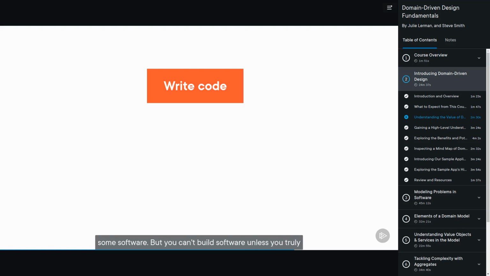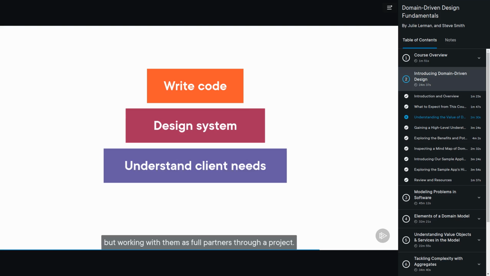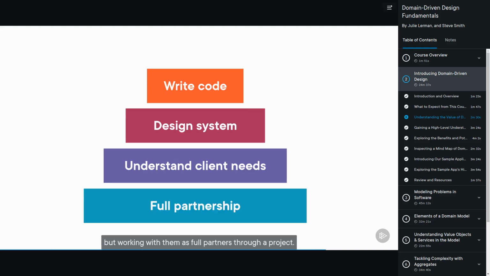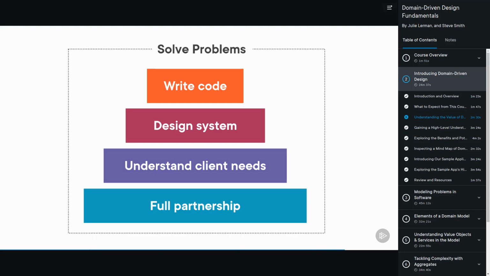But you can't build software unless you truly understand the client's needs. DDD places as much emphasis on not only comprehending what your client wants, but working with them as full partners through a project. The ultimate goal isn't to write code, not even to build software, but to solve problems. You need to realize that nobody really wants your program. They want what it can give them.